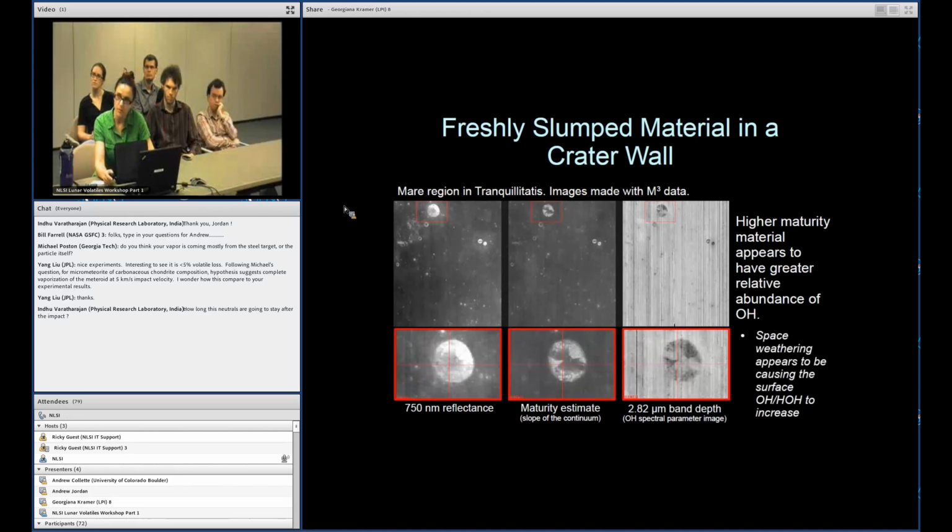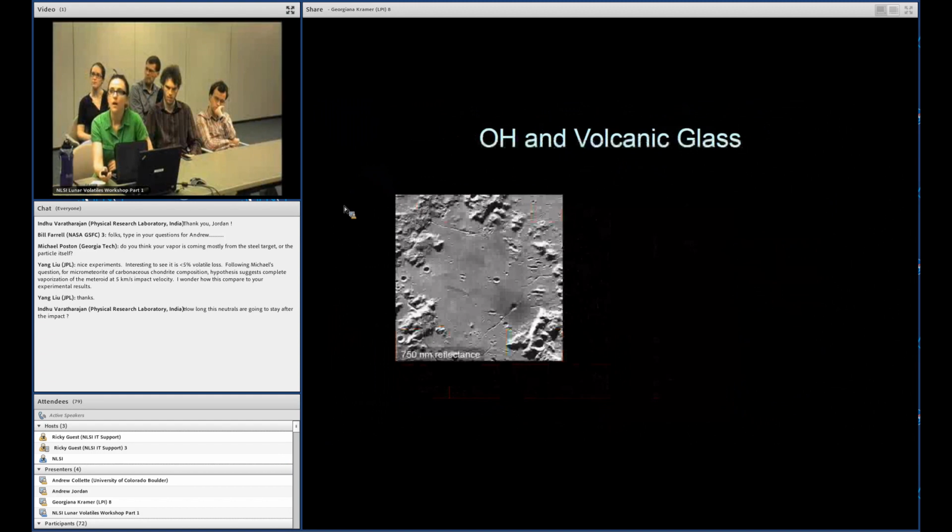So from this particular analysis, George, it does appear about 2 minutes. Okay. It does appear that space weathering is causing the surface to appear to increase in hydroxyl and water.